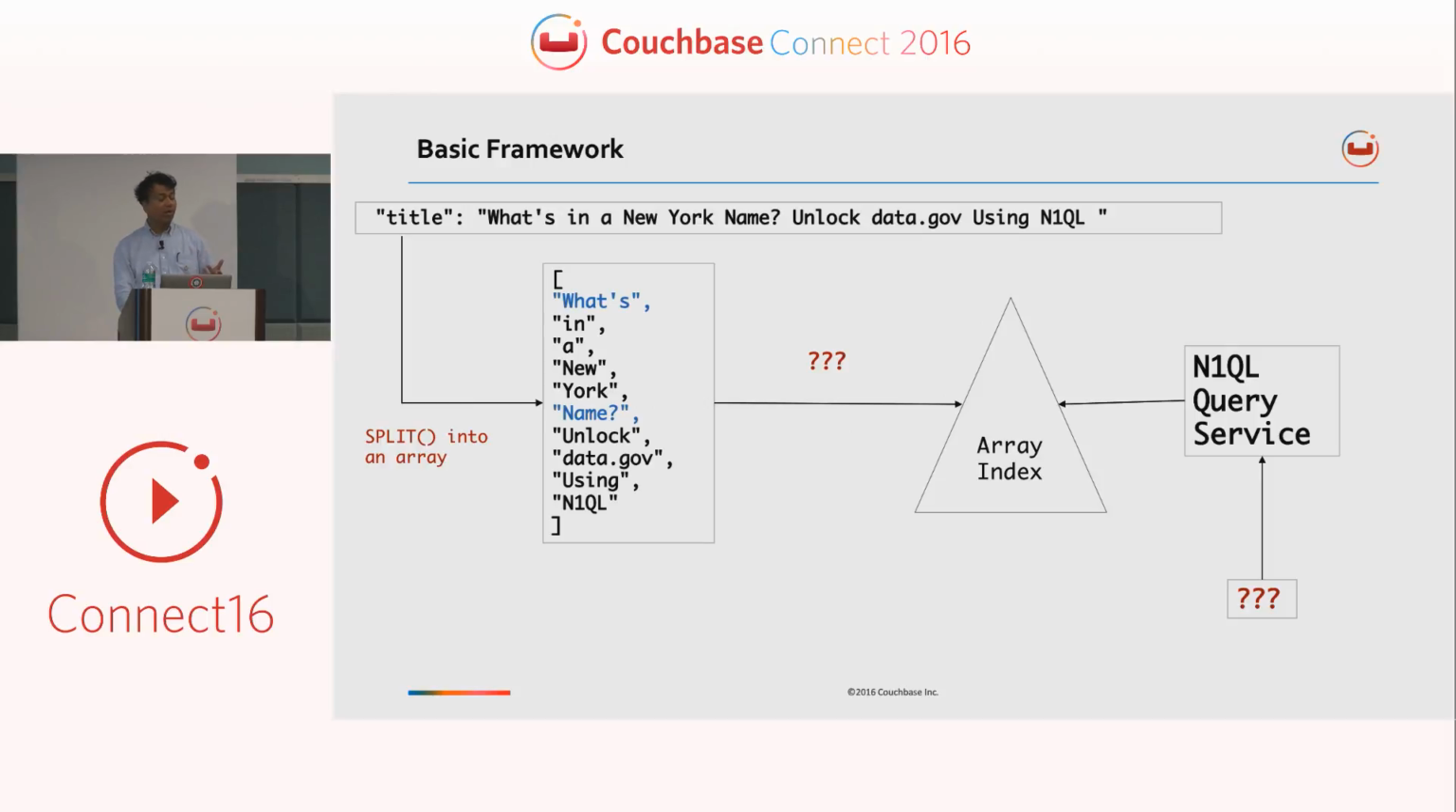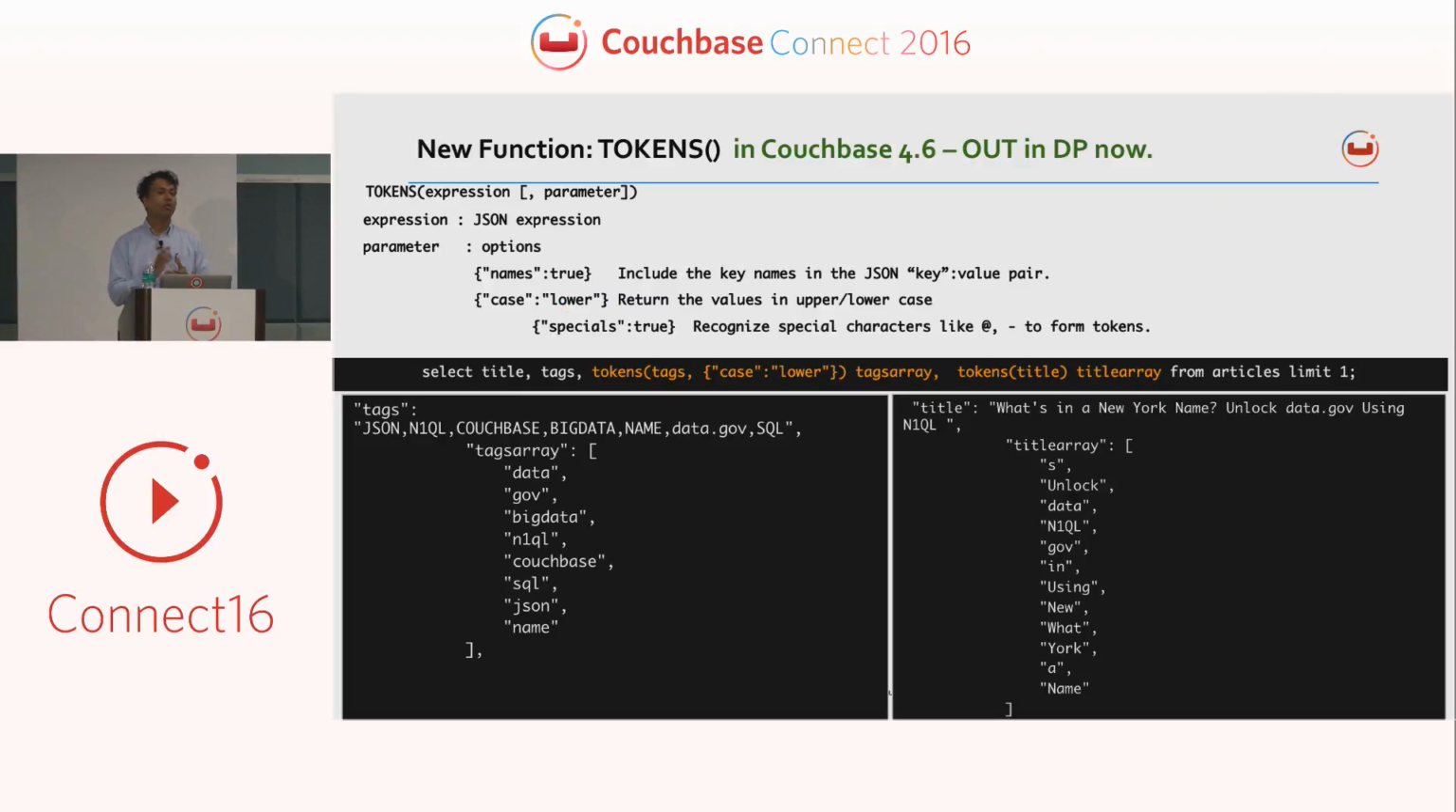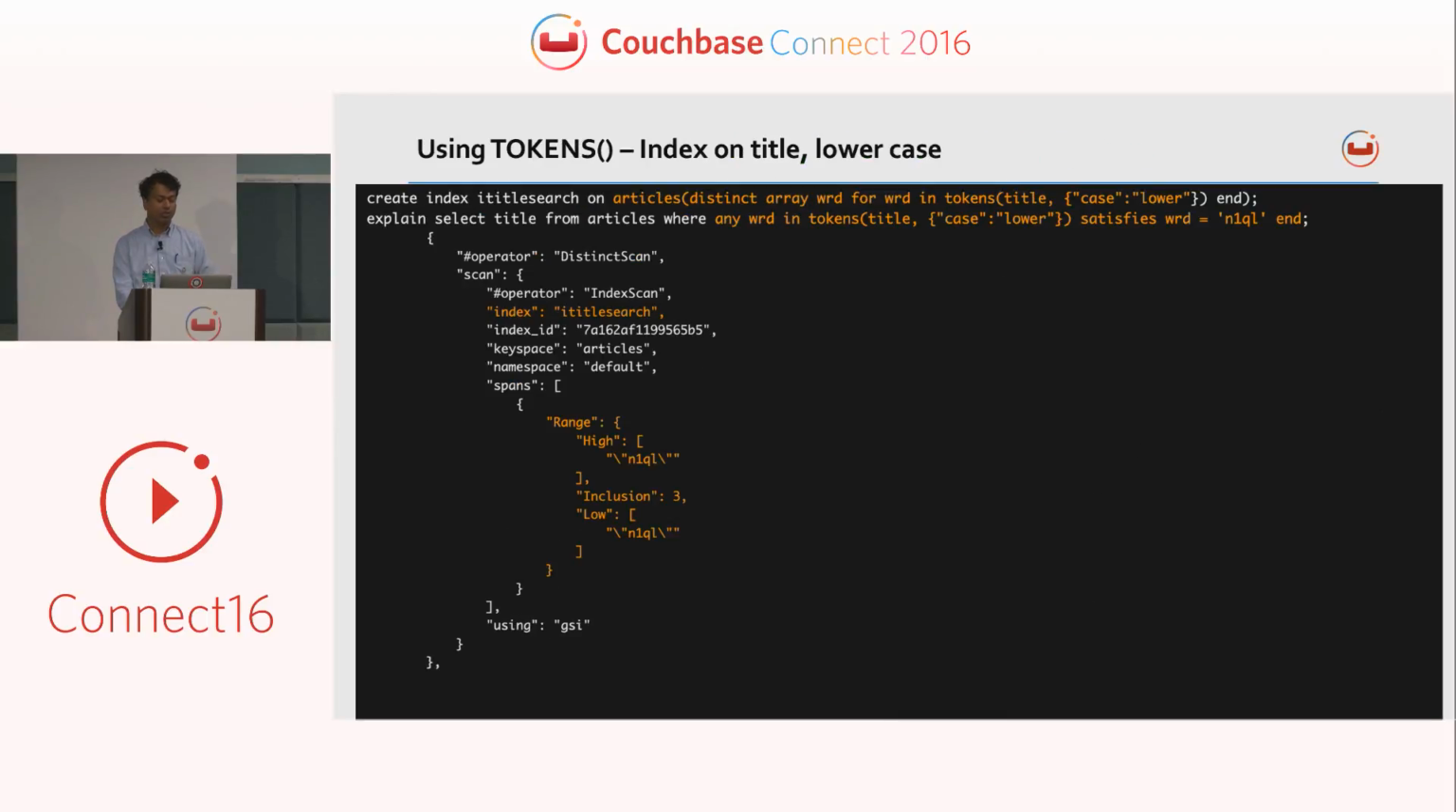But what happens if you don't have a regular pattern like tags? If you don't have a regular pattern, the split doesn't work anymore. In 4.6, which we just announced as a developer preview, we've introduced tokens, which will detect all these delimiters, not just one comma or space. It will recognize any non-alphanumerical delimiter and give you a neat list of values. And when you want to look for a complete word, you simply issue a predicate on the tokens.